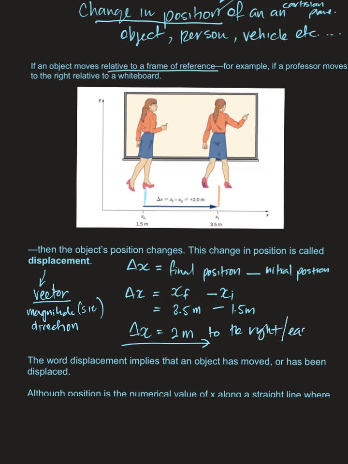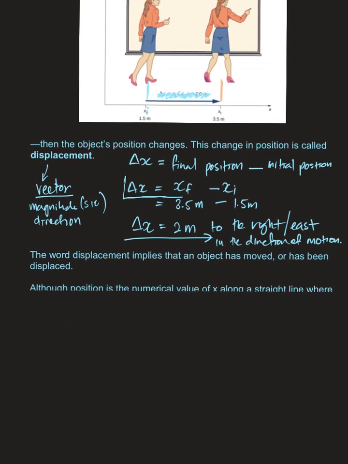Or I could have said east. Or I could have even said the best one is in the direction of motion. So we're understanding here. You don't have to worry about that calculation over there. We're looking at our own type of calculation. So that O should actually be x initial. So this is also an important formula for us to remember. The word displacement implies that an object has moved, or has been displaced.